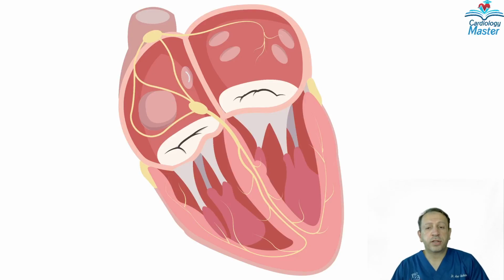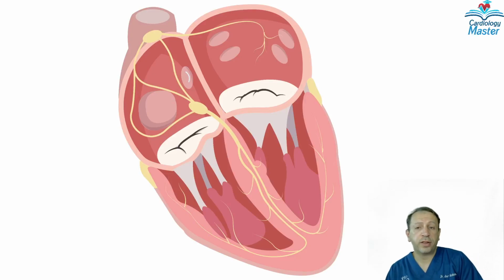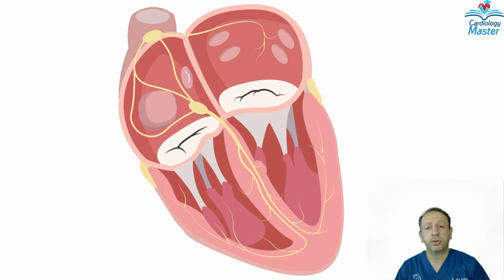Speaking of pre-excitation syndromes and how to understand them, we need to go back to the normal conduction system of the heart. As a rapid review, you know that this is the sinoatrial node, where the impulse is generated, and then it propagates through the atrial bundles where they collect together in the atrioventricular node, as you can notice here. This is the atrioventricular node.